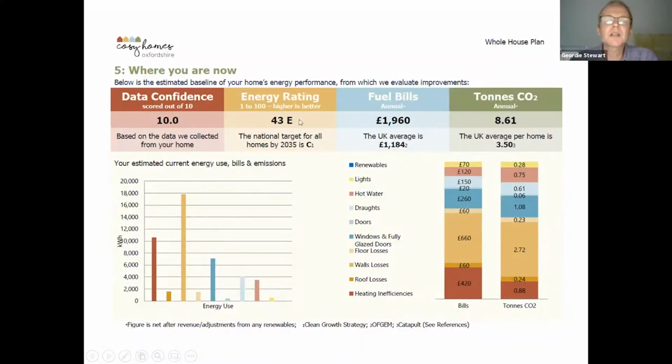The next bit is your current energy rating as per your EPC rating. And the higher the number, the better. And A is what you're aiming for in terms of the letter afterwards. This is your estimated fuel bills.